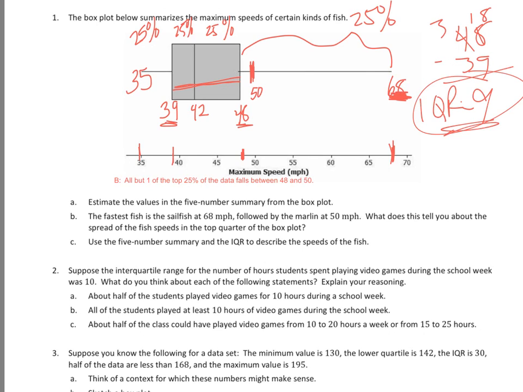So half of the speeds are less than 42 because of the median. So half of the data is less than, the fish can swim less than 42 miles per hour. Half can swim higher than 42 miles an hour. That's more or less what I'm doing to describe this, just making generalizations or statements based around the data. So there's my statement right there.